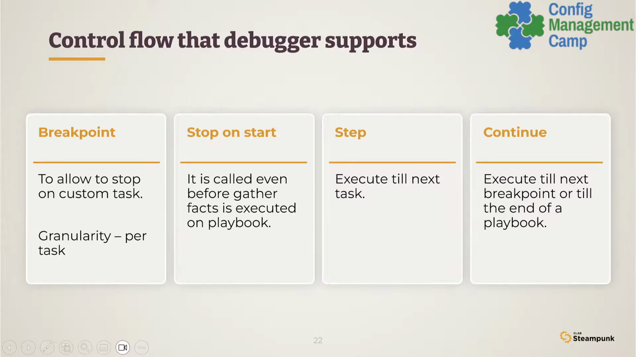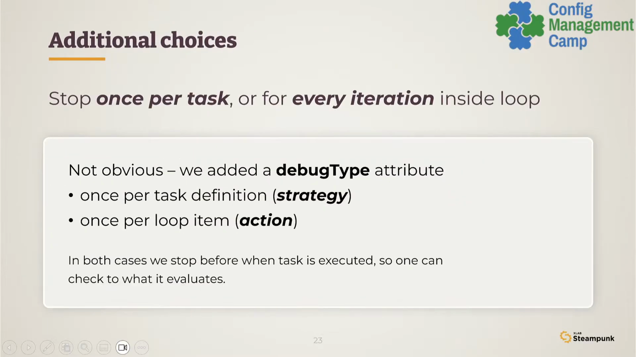Then the normal functionality is the step, which is more or less what I implemented as step into. So whenever you stop, you can go to the next task. Even if it's include role or import role, it will go to the first task of that role. So that's why it's step into. Step over would be, if there is an import, it should jump over, but it doesn't. And then you have a continue functionality, which just runs from here to the next breakpoint or to the end.